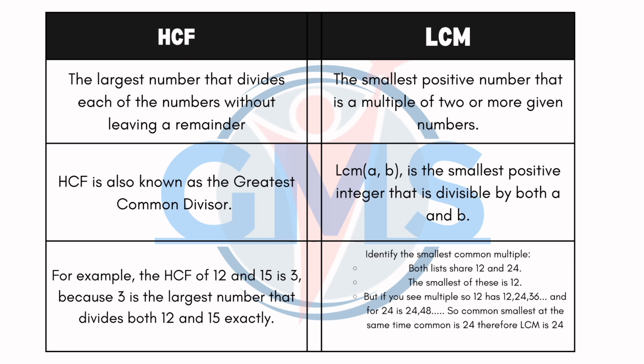Now come to LCM. Suppose you have 2-3 numbers and you want a number that all of them divide. This is the opposite of HCF. All these numbers should divide one number, or you can say you have many multiples of all these numbers. All these numbers should be multiples of one number, and the smallest of them is your LCM.